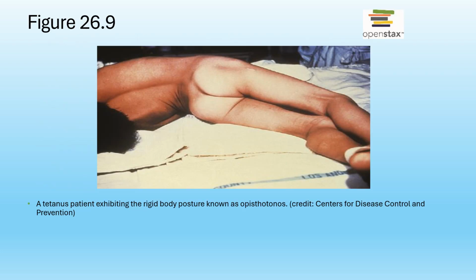This shows someone that is suffering from systemic tetanus. What happens is you have sustained muscle contraction. The toxin affects the neuromuscular junction where the nerve and the muscles connect, and it triggers the muscles to contract, and they never relax, and so all these muscles are contracting.